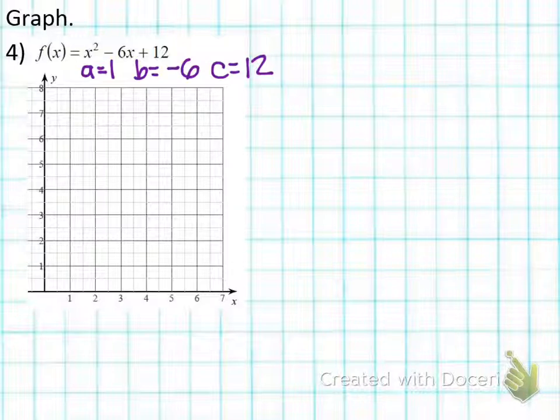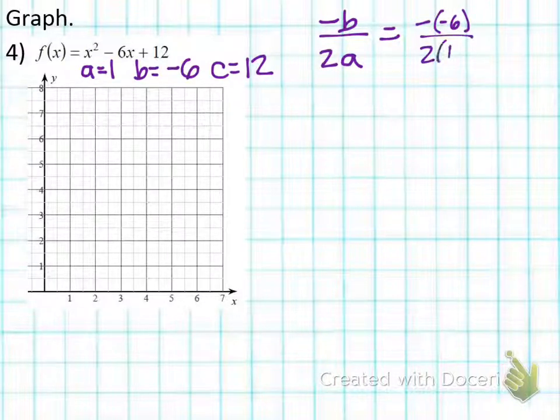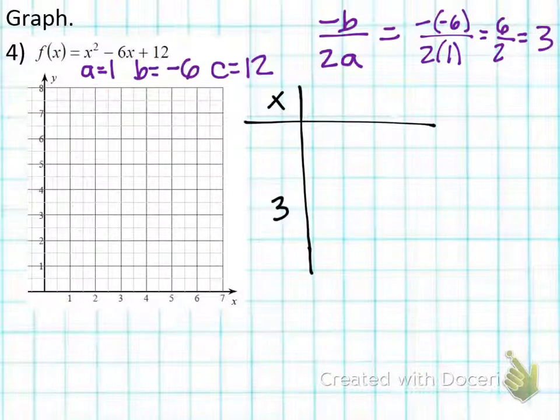Finishing with this last example, again I have A equals 1, B equals -6, and C equals 12. So I'm going to go ahead and solve my negative B over 2A. Plugging in my values, I get negative -6 divided by 2 times 1. The negative times the -6 will give me a positive 6, divided by 2 equals 3. Then I make my table, and I start with 3 in the middle. I go 2 up to get 4 and 5, and 2 down to get 1 and 2.